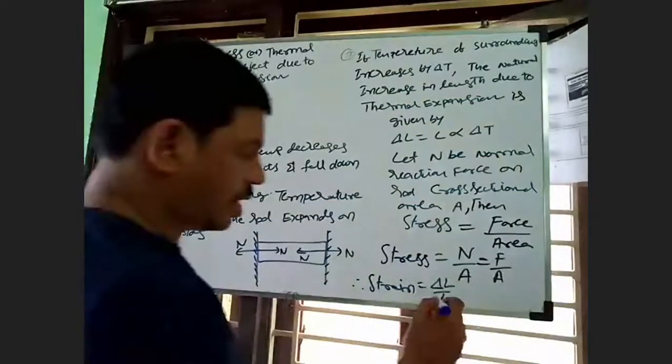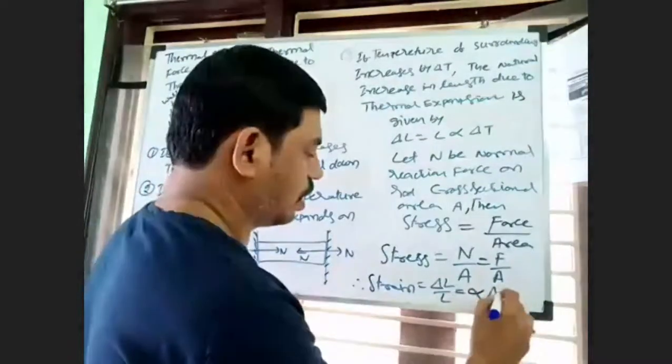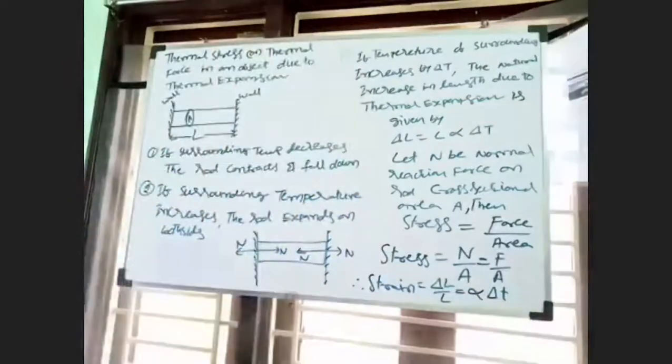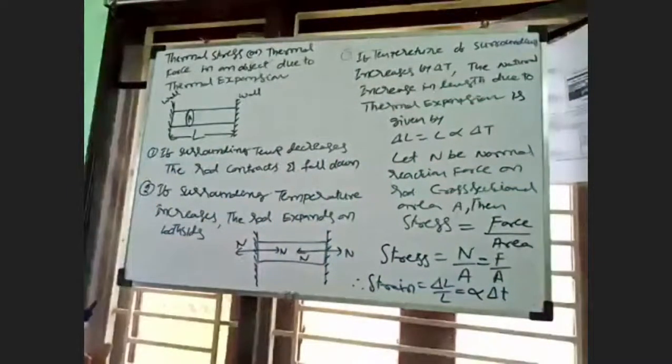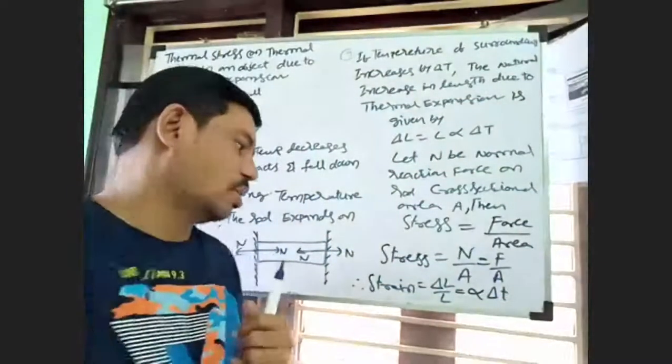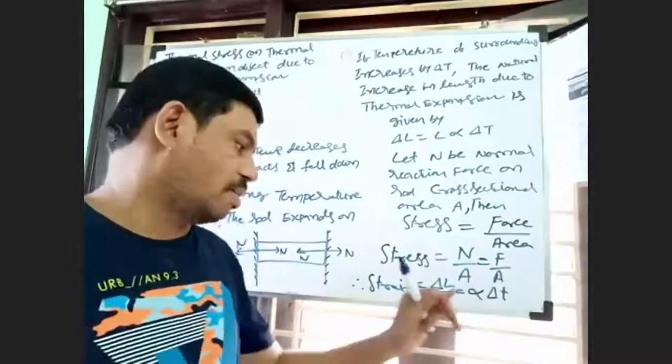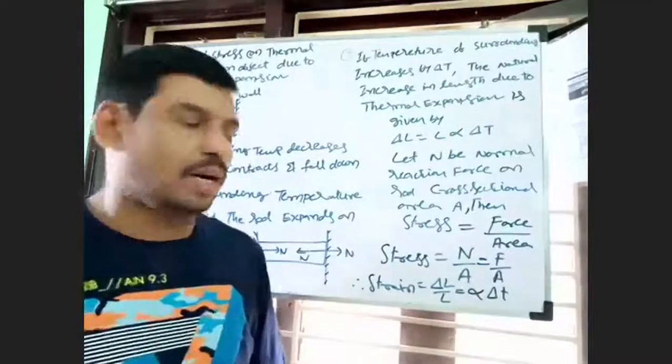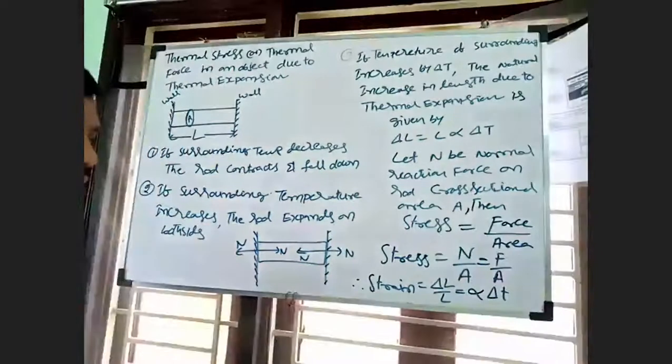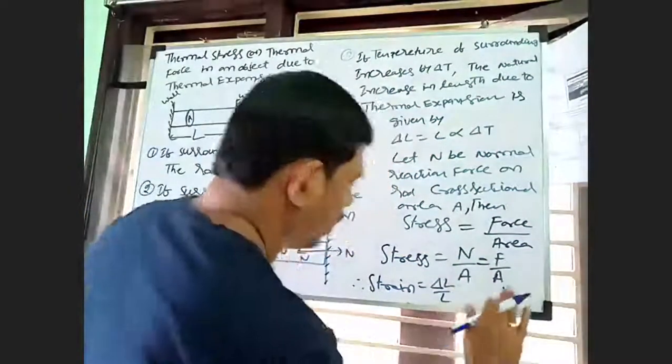What is delta L by L? That is equal to alpha delta T. So stress means F by A or N by A, and strain means delta L by L. So delta L by L means alpha delta T.